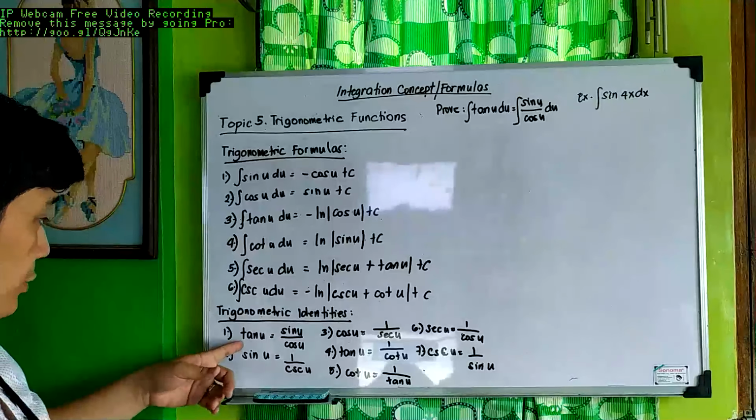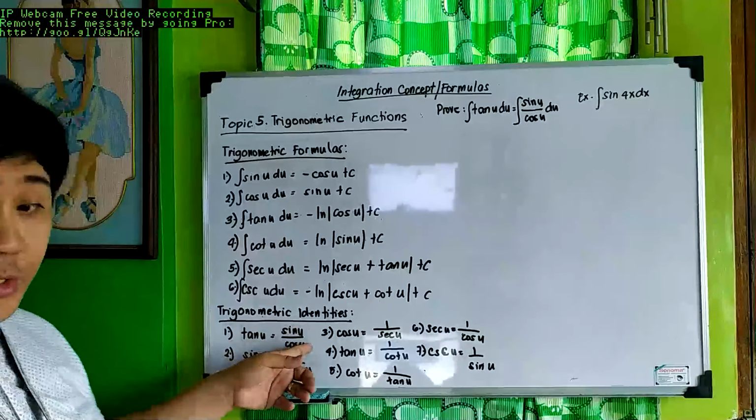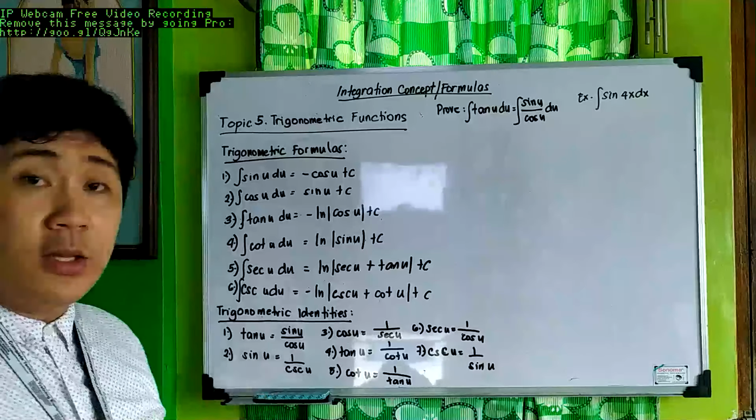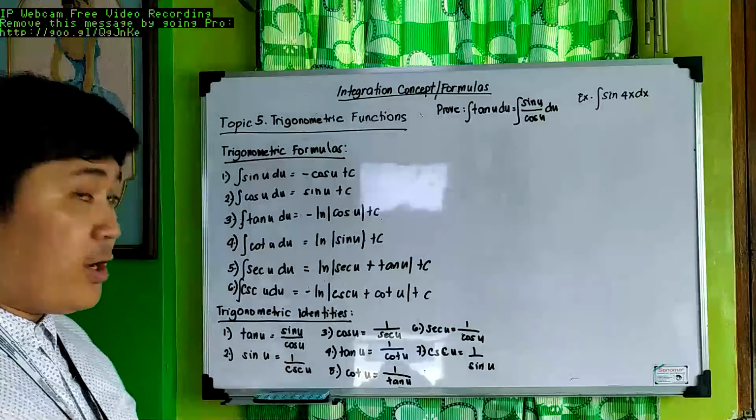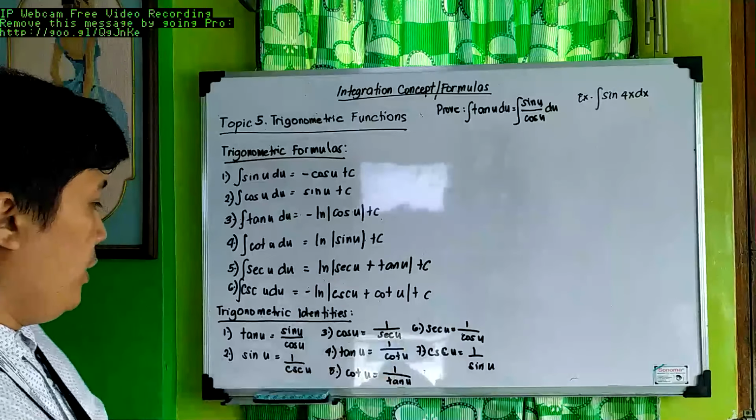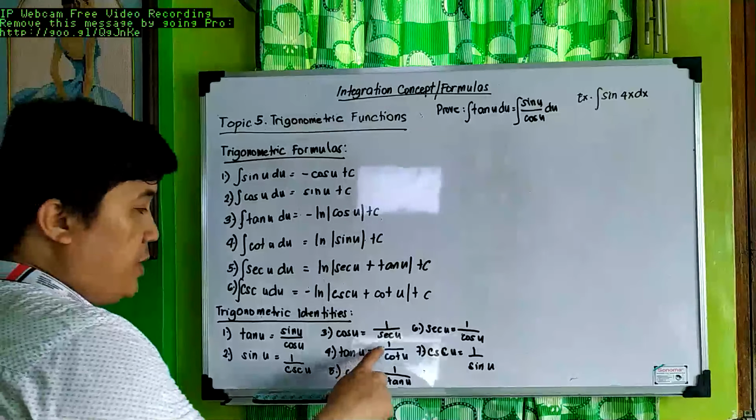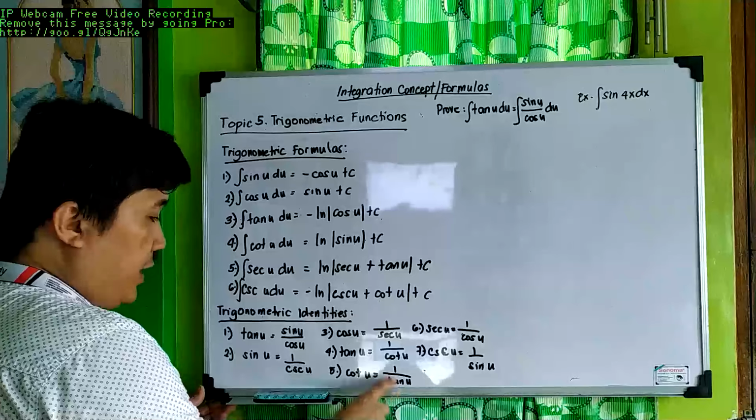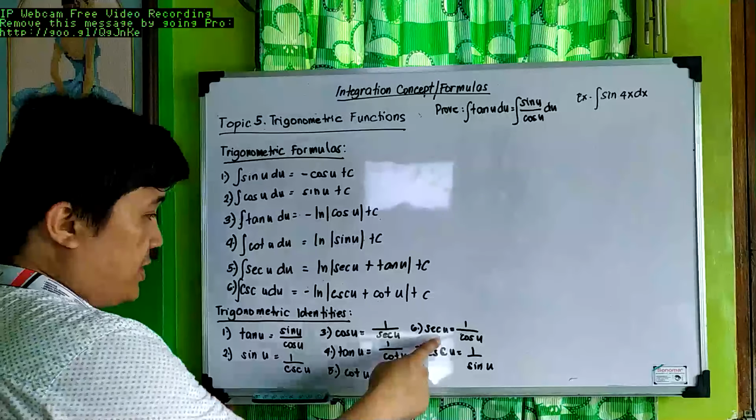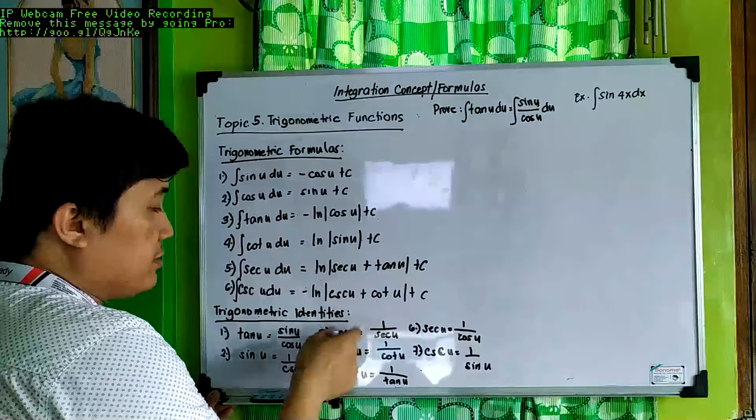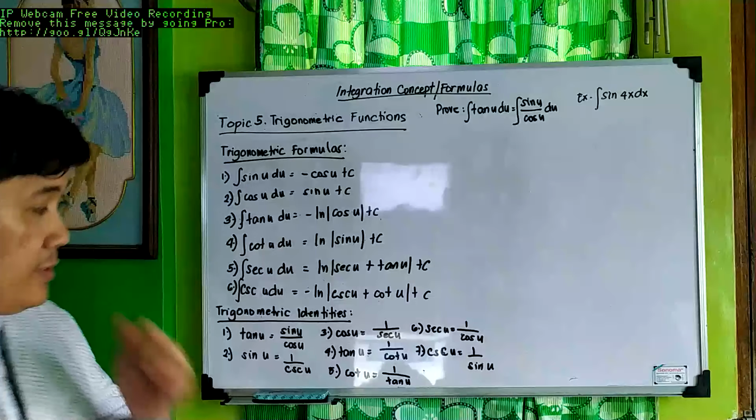So tangent u is equal to sine u over cosine u. And your sine u will be equal to 1 over cosecant u. And cosine u is 1 over secant u. While your tangent u will be 1 over cotangent u. Obviously, your cotangent u will be equal to 1 over tan u. Just transposing this one, the same thing happens to your secant u and your cosecant u.